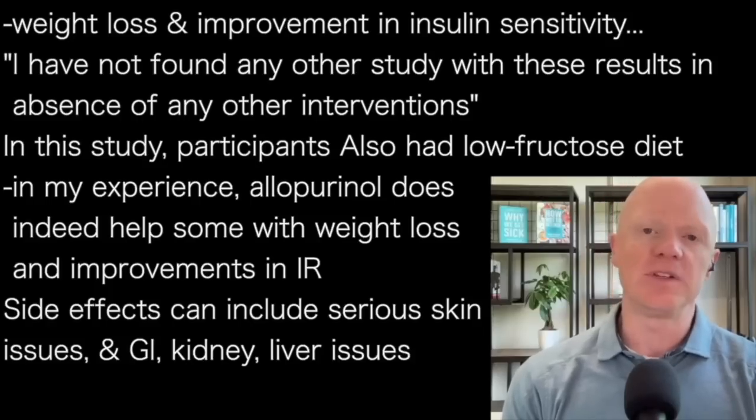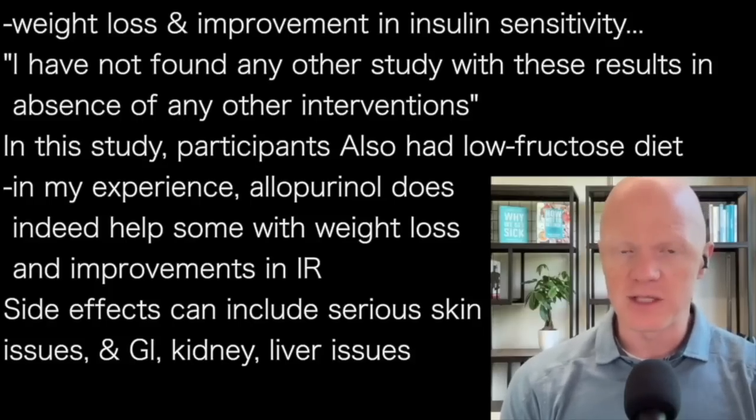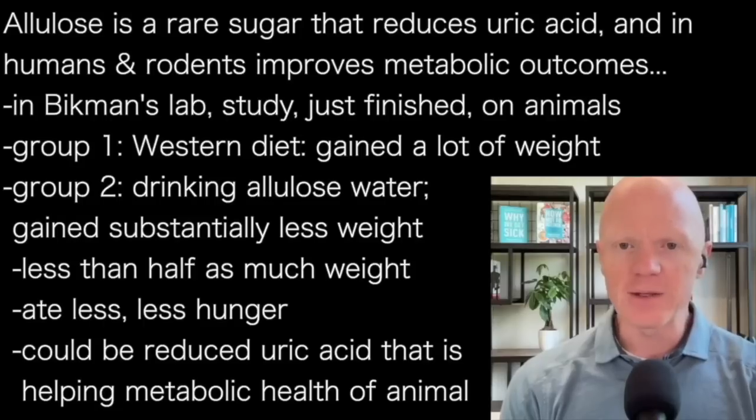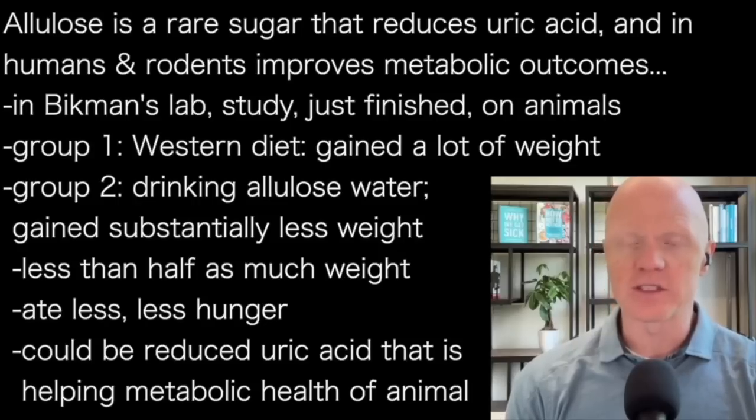Now, let's move into allulose, as I mentioned at the beginning. Allulose is a rare sugar, and it really has emerged as a pretty promising agent to reduce uric acid. And that might be one of the mechanisms whereby allulose has been shown so extensively in humans and rodents to improve metabolic outcomes.